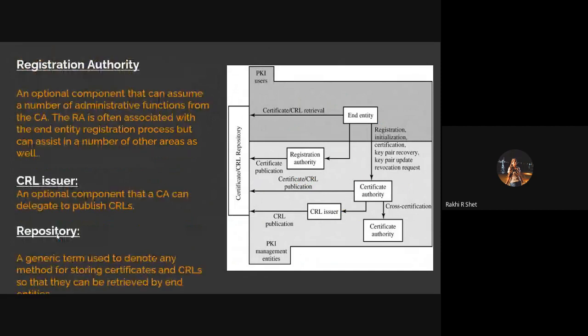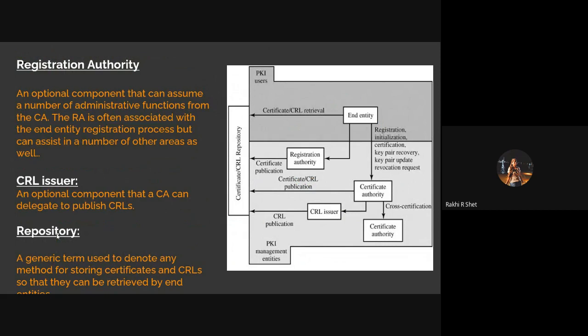So next is registration authority. It is an optional component that can assume a number of administrative functions. The RA is often associated with an entity registration process but can assist in a number of other areas as well. Then CRL issuer, an optional component again that a CA can delegate to publish the CRL. As I already told, it comes into picture when the private key is compromised. Next, repository, a generic term used to denote any method for storing the certificates. So it is a kind of database which is used to store the certificates that have been issued by the certification authority.